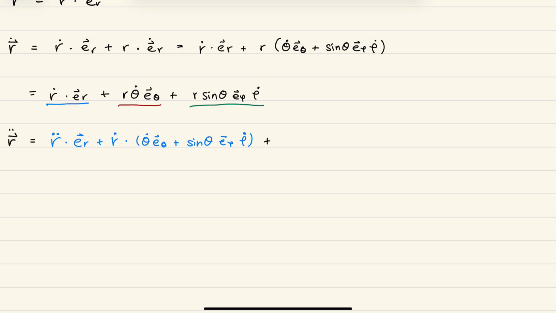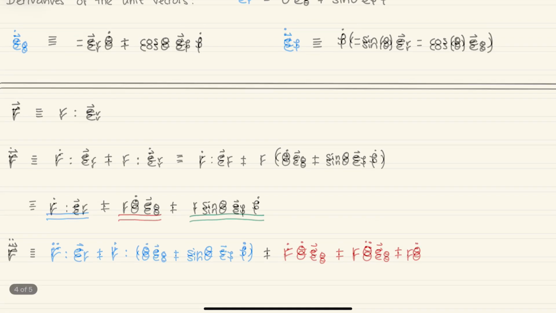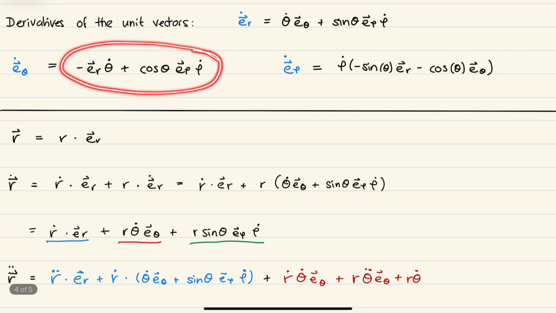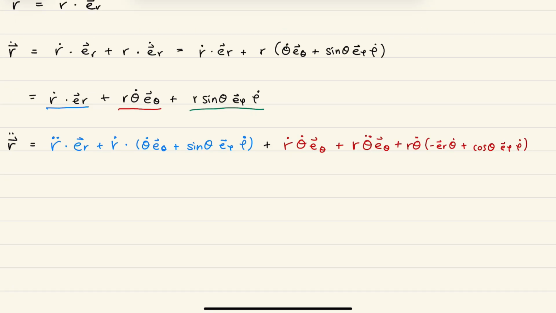Now onto the red part. So we're going to start by differentiating the r with respect to time, which turns it into r dot, and the rest simply stays as it is. Then we're going to differentiate the theta dot, which turns it into theta double dot, and leave the rest as it is. And lastly, we get r theta dot times the derivative of this unit vector, so e theta dot, which is this one right here. So we're going to plug it in. That is the red part done.